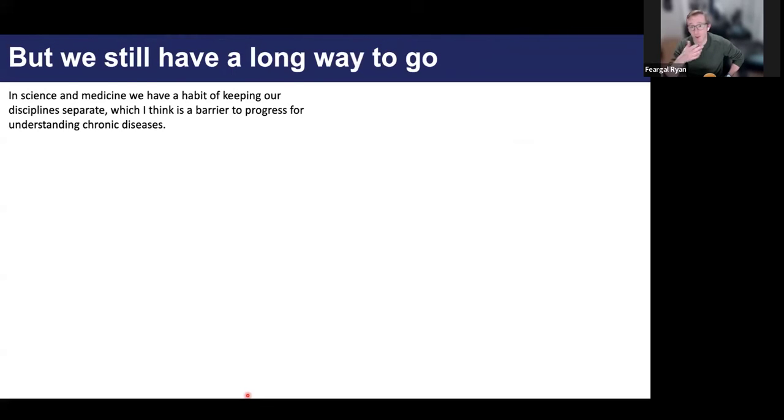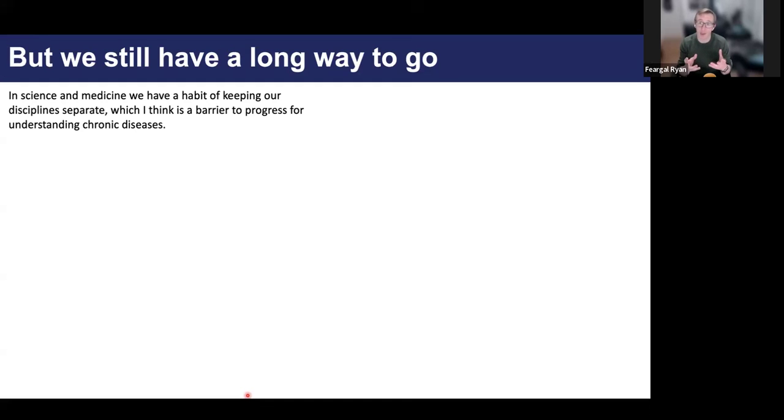But of course, we still have a long, long way to go. In science and medicine, we have a habit of keeping our disciplines separate. And this is probably why something like the gut-brain axis actually went undiscovered for a very long time. Neuroscientists and microbiologists, they're based in different buildings. They go to different conferences. They publish in different journals. They aren't always interacting, perhaps in a way that we would like them to. I think we need to break down those barriers.